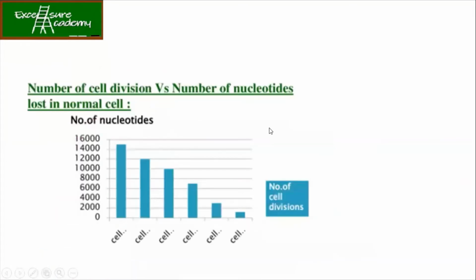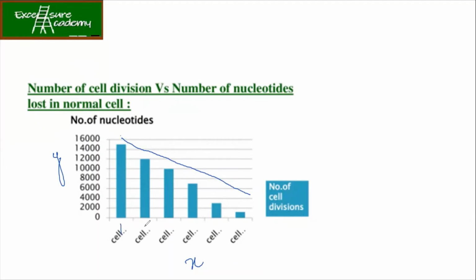Okay. Now look at the graph. This graph is important. So this is the number of cell divisions versus number of nucleotides. So here on the y-axis, you have got the nucleotides, and on the x-axis, you have got the number of cell divisions. Okay. So Akshay, what do you understand from this graph? You can see that as the cell division is going, the graph is like this. So what is the conclusion over here?